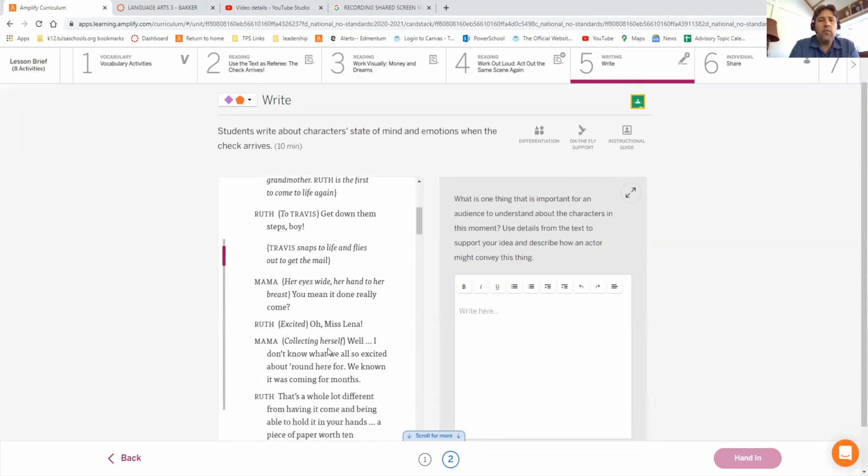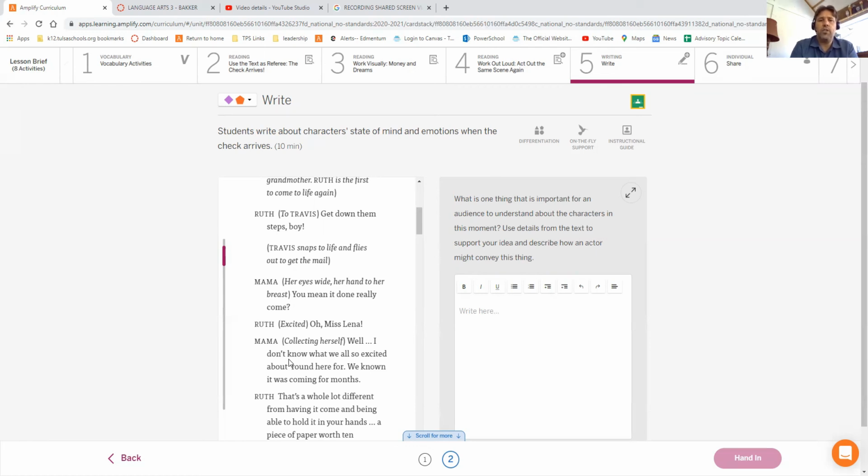So what do I mean by that? Right here, Mama collecting herself. Well, I don't know what we're all so excited about around here for. We've known it was coming for months. She's excited, but she's trying to remain calm and controlled and not appear like she's just fawning all over this, like this is the moment that everybody's been waiting for, even though it is. She wants the family to be about the family, and she doesn't want it to be about the money. She knows that they need the money, and that's the thing about it.